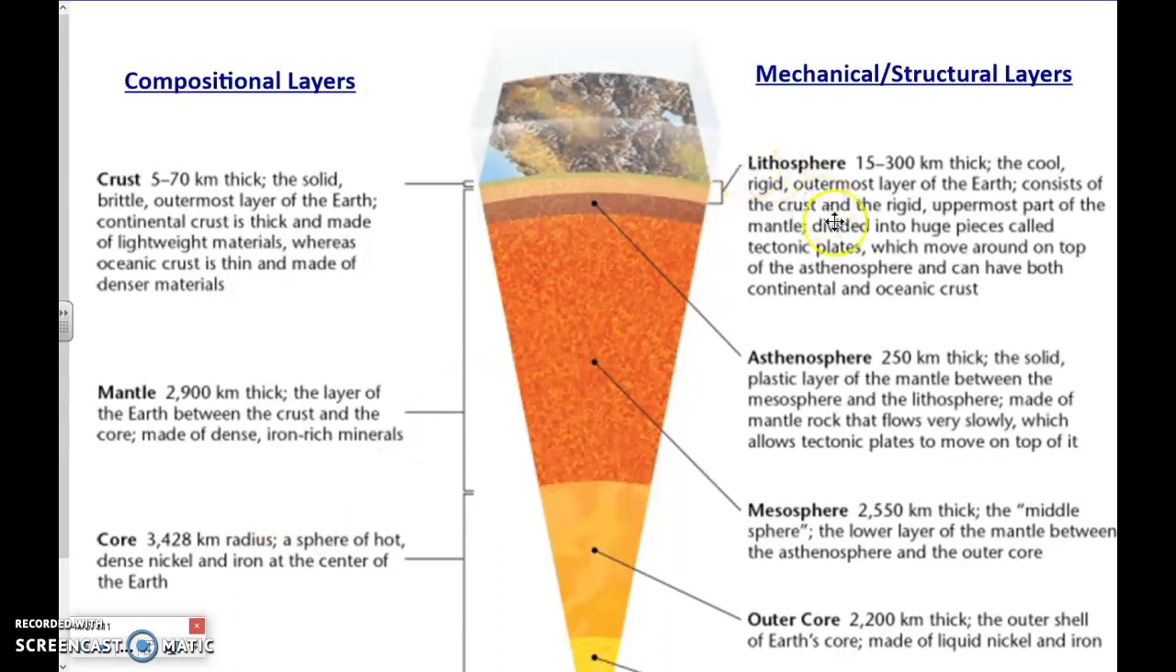On the other side, your right-hand side, we have the physical, or we call it mechanical, structural layers. Those are based on how the layers behave. The first layer we have is called the lithosphere. That's the outer rigid layer. It's the crust, but it's also actually part of the mantle itself. It's the layer that makes up our tectonic plates. When we talk about tectonic plates later, this is the layer you're looking for. So we have large tectonic plates that sit there.